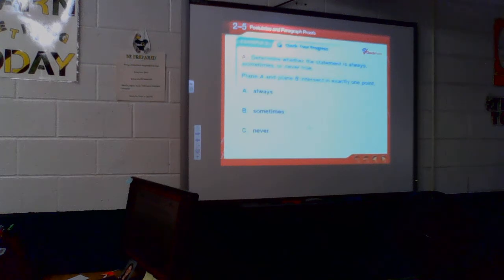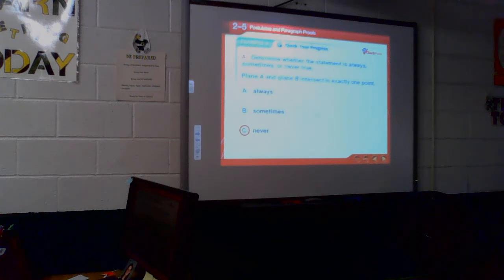Plane A and plane B intersect in exactly one point. Can you take a piece of paper and intersect another piece of paper through it and it only touch at one point? Can it ever happen? Sometimes. Really? No. How is your sometimes going to work? I don't know, I just guessed. Okay, I can live with that.